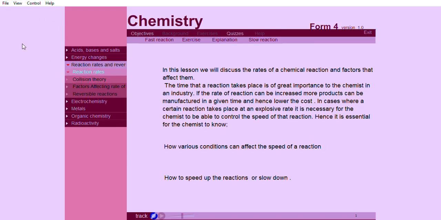In this lesson, we will discuss the rates of chemical reaction and factors that affect them. The time that a reaction takes is of great importance to the chemist in an industry. If the rate of reaction can be increased, more products can be manufactured in a given time and hence lower the cost. In cases where a certain reaction takes place at an explosive rate, it is necessary for the chemist to be able to control the speed of that reaction. Hence, it is essential for the chemist to know how various conditions can affect the speed of a reaction and how to speed up or slow down the reactions.